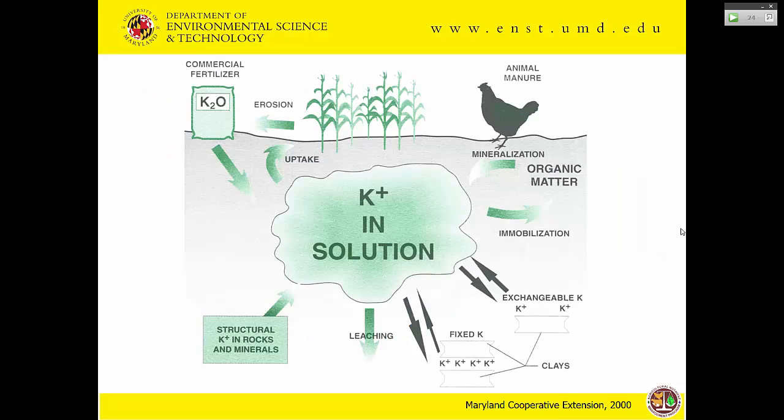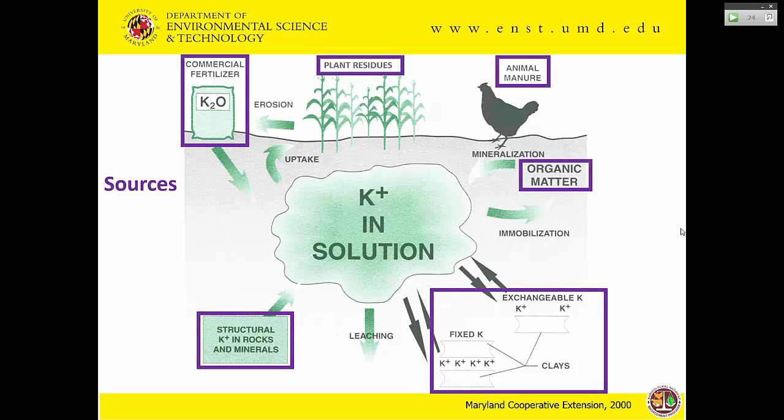This is a great way to visualize the potash cycle. Looking at sources, you probably see a common theme with all nutrients: fertilizers, plant residues, manures, organic matter. And then also in this case, there's another pool that's called the exchangeable potassium pool in the soil. And in the middle, you have a big soil solution pool.